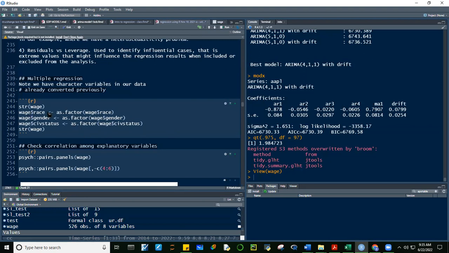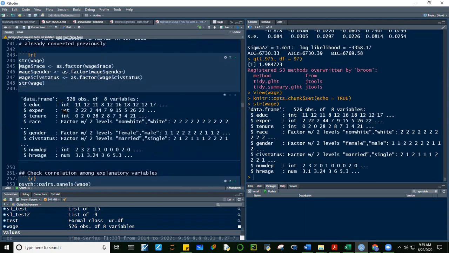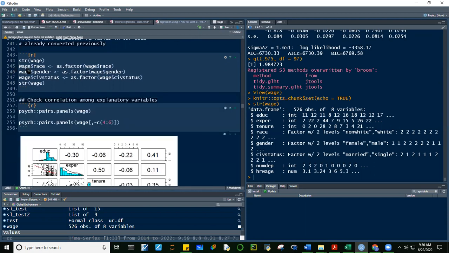So last time we said that we have to convert the categorical variables, the race, gender, civil status, as factors before we can use them for regression. We cannot use them for regression unless they are categorical variables. So let's see the structure for wage. Let me just run that. So it's already race, gender, civil status. They are already factors, which means that what we have done last Monday was already saved here. So I will not run this again, guys, since we have done that last time.